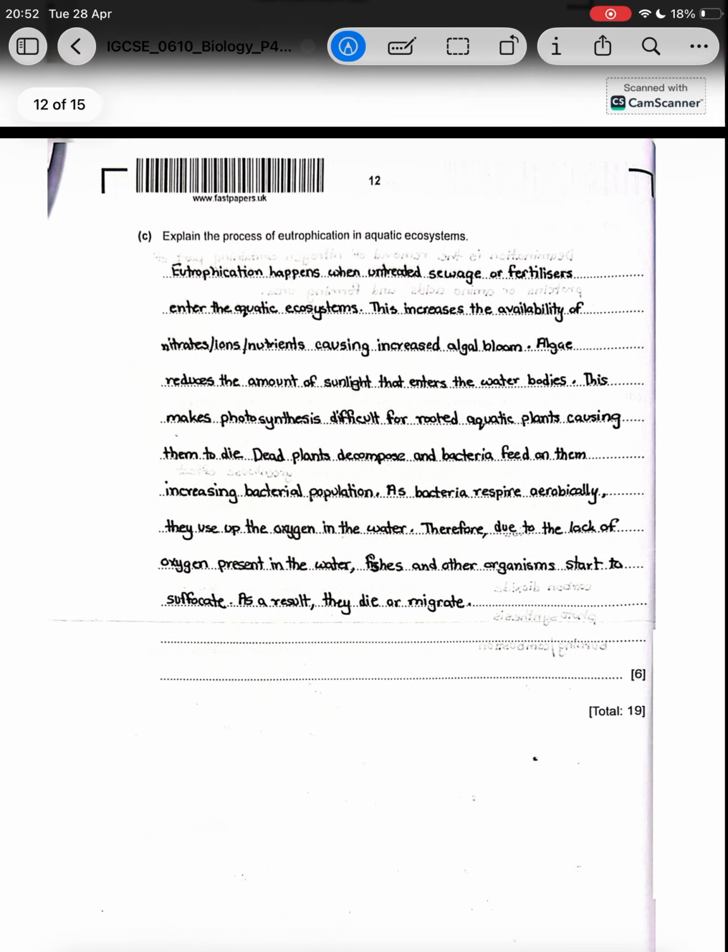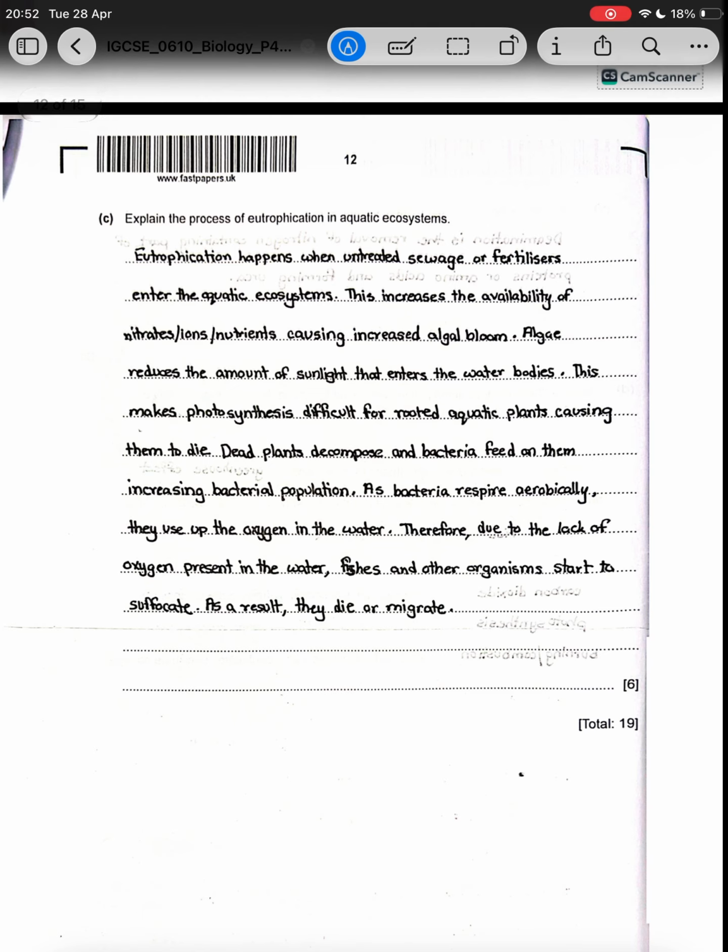In C, explain the process of eutrophication in aquatic ecosystems. Again, I wrote everything in detail and included every single point from the mark scheme. So let me break it down.